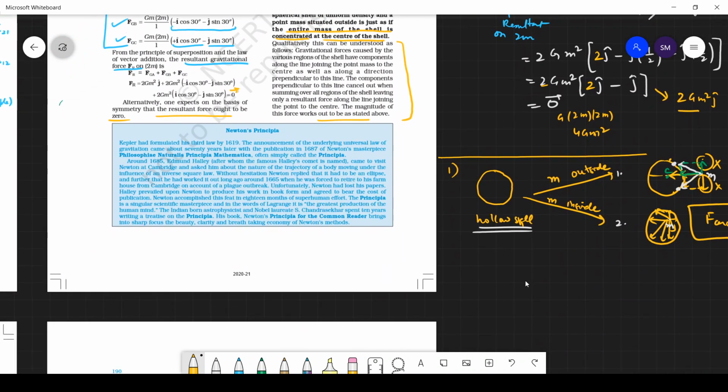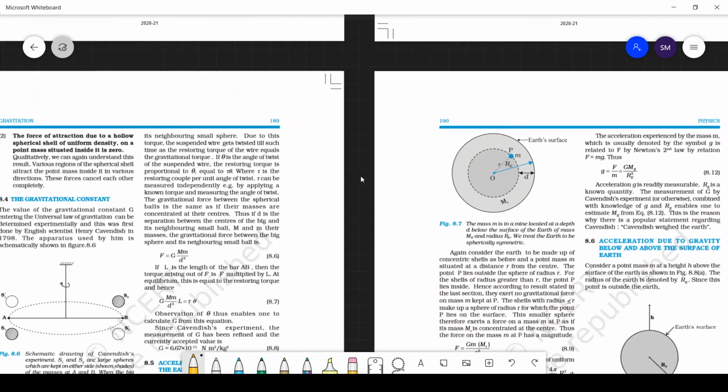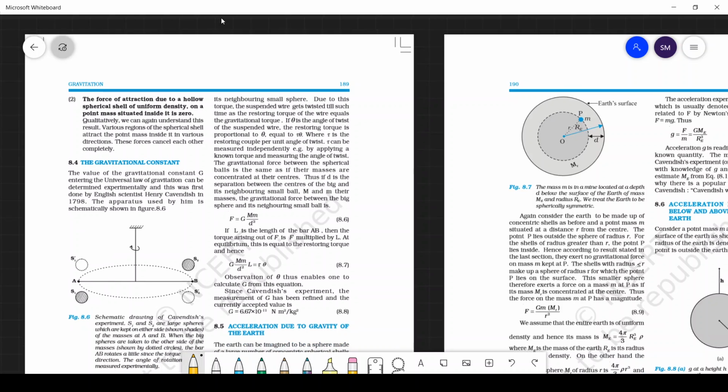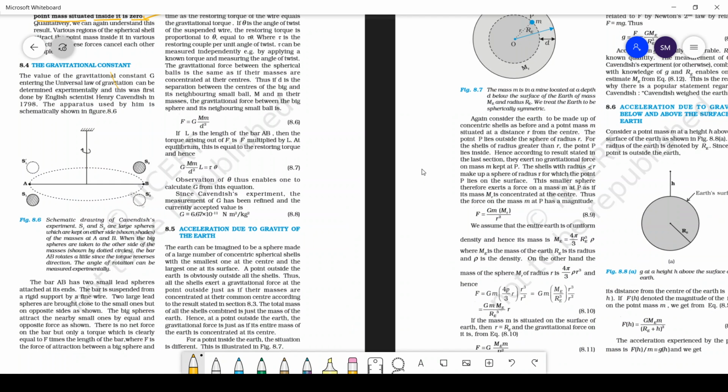Okay, so students, this is what topic number 8.3 was. The force of attraction due to a hollow spherical shell of uniform density on a point mass situated inside it is 0. So the force of attraction on the mass inside is 0. So what are the implications of it? We will study the implications here in topic 8.5.